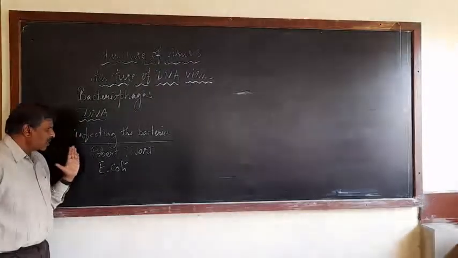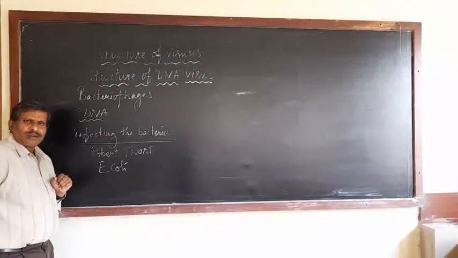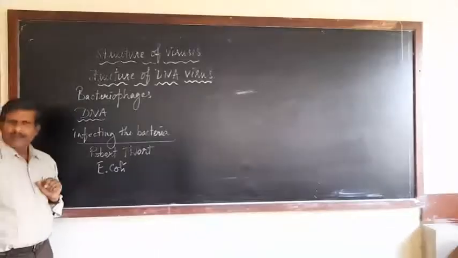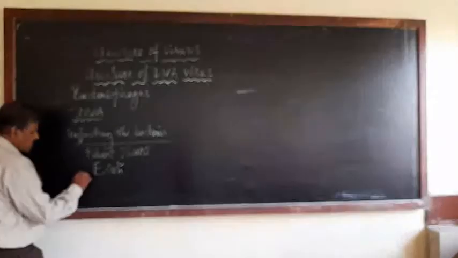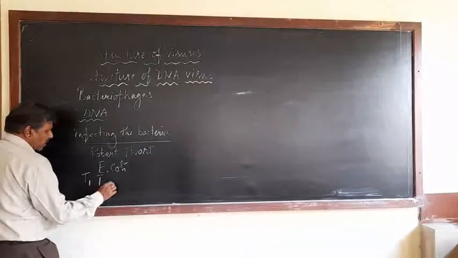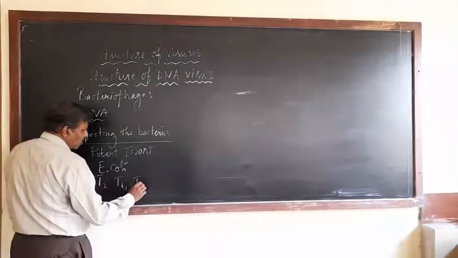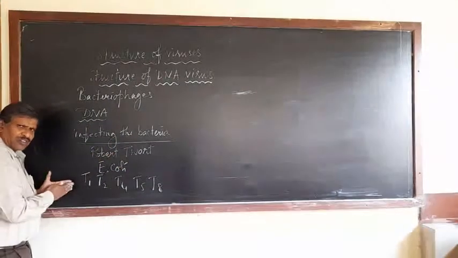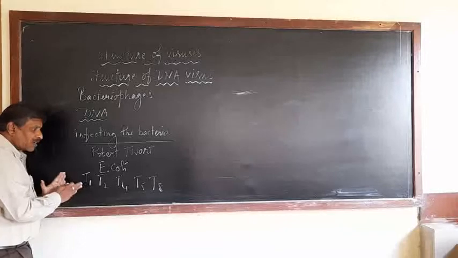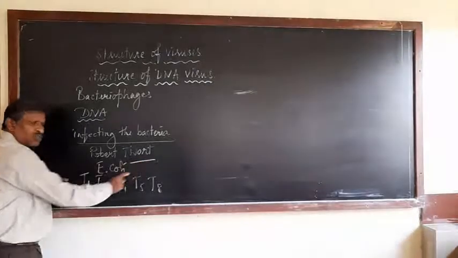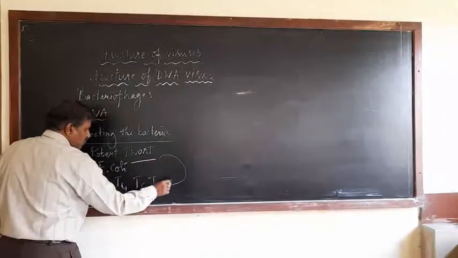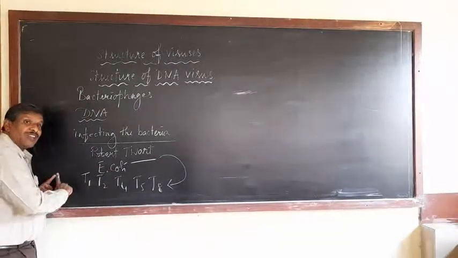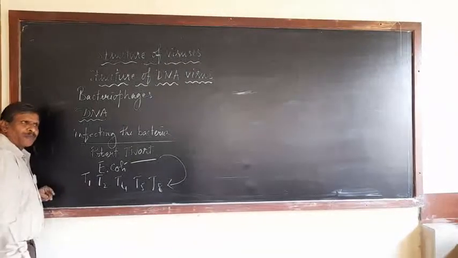As far as these viruses are concerned, there are different types of bacteriophages. We categorize them as T1 virus, T2 virus, T4 virus, T5 virus, T8 virus, like this. These are all the different types of bacteriophages. Twort discovered them for the first time. That is why the bacteriophages are named T phages or T-even phages.